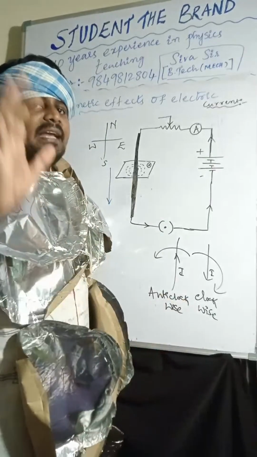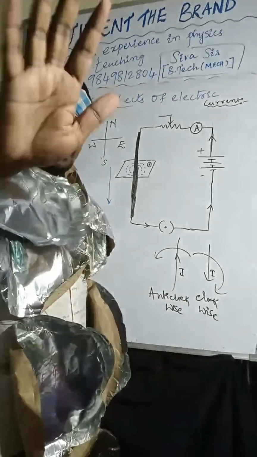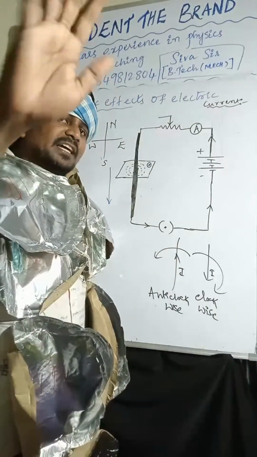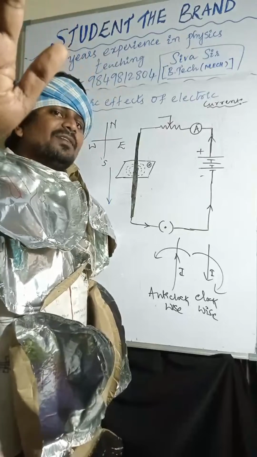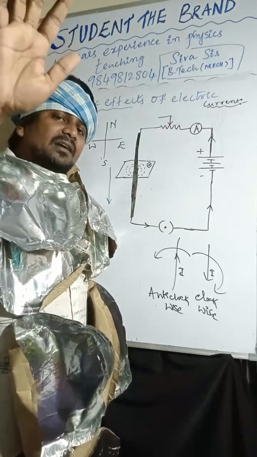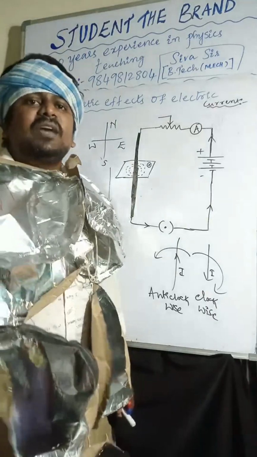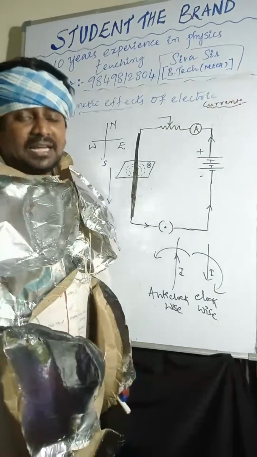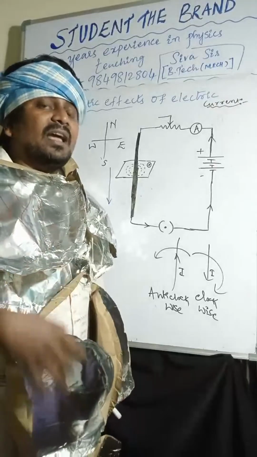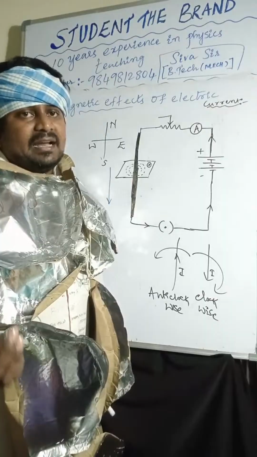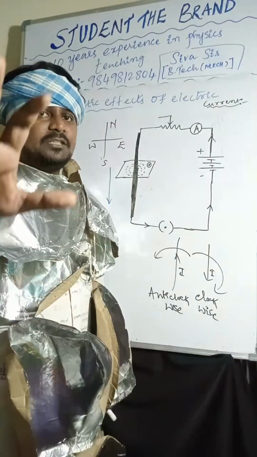By using the right hand thumb rule, we can identify the magnetic field around a current carrying conductor. I hope it is very clear.